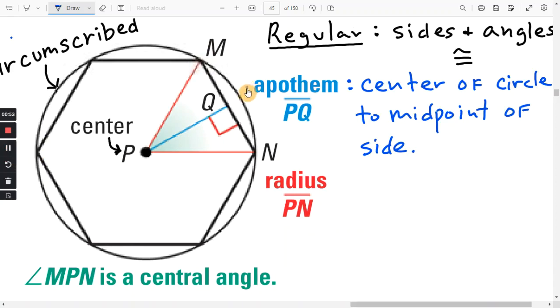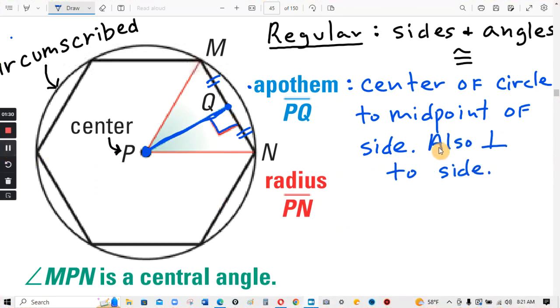So the definition of apothem: it goes from the center of the circle to the midpoint of one of the sides. So this right here, this part in blue, that's apothem PQ. Notice it starts at the center and it goes to the midpoint of one of the sides. This is actually congruent to that. But another thing you need to know is that it is perpendicular, or makes a right angle, with one of the sides. So you can add it's also perpendicular to the side. That's the apothem.